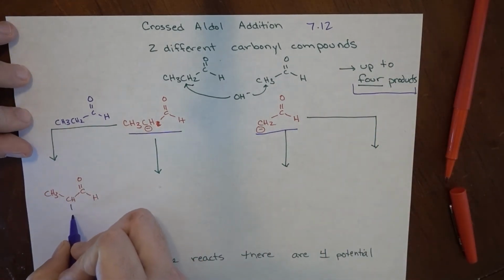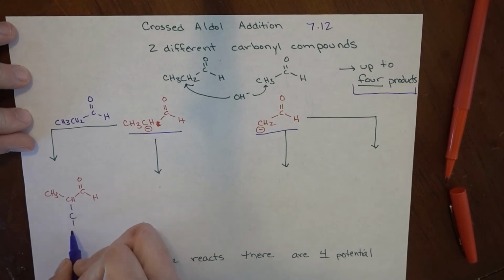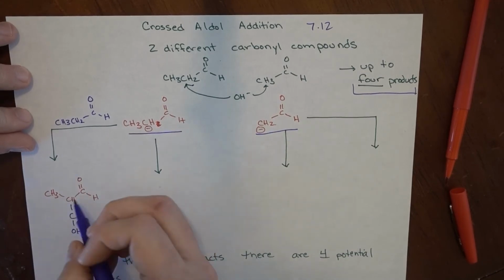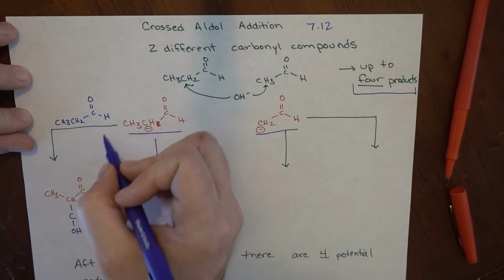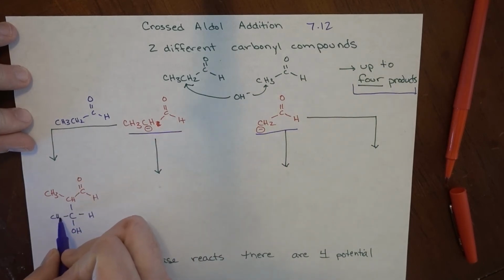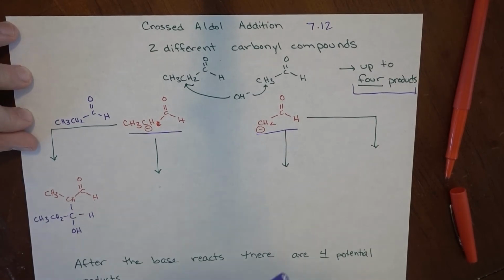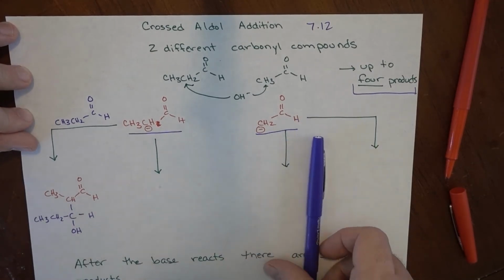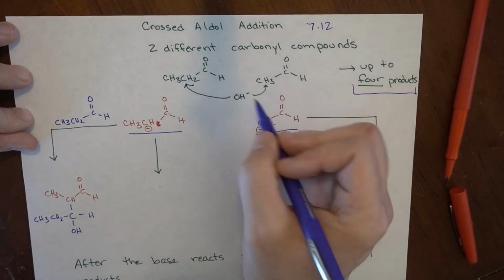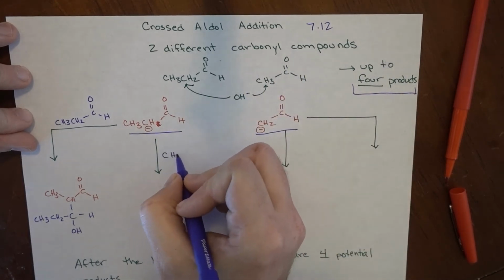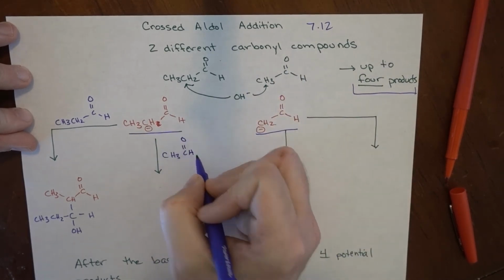Okay, so we have that happening here, and so it forms a bond with this, which makes a COH, and attached to that is this H here, and this CH2, CH3. So that's the first of the 4 products that can get made. It can also react with this other compound over here.